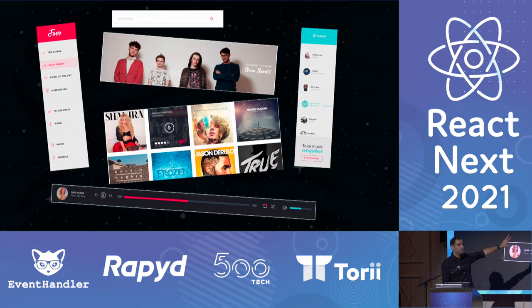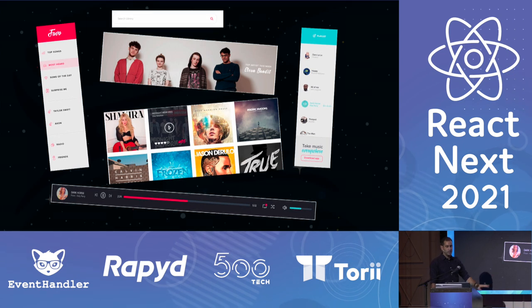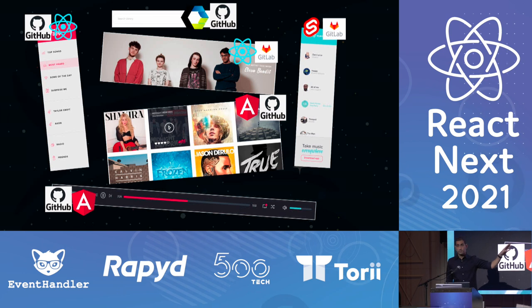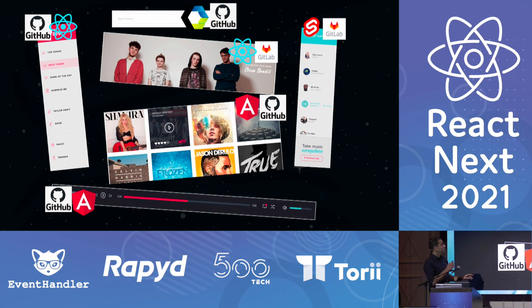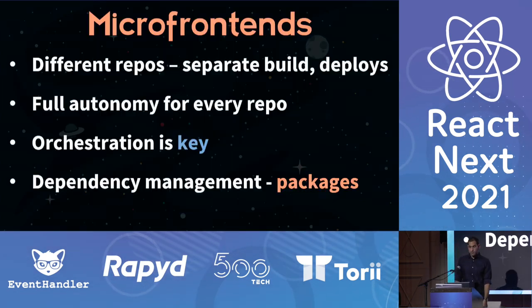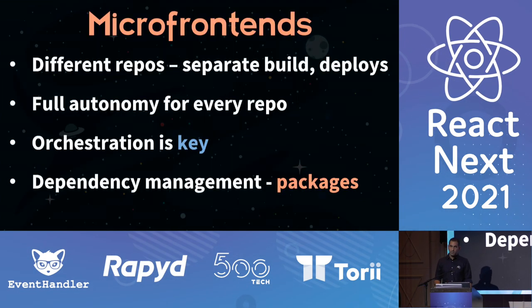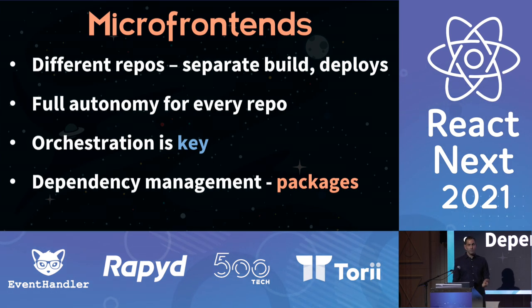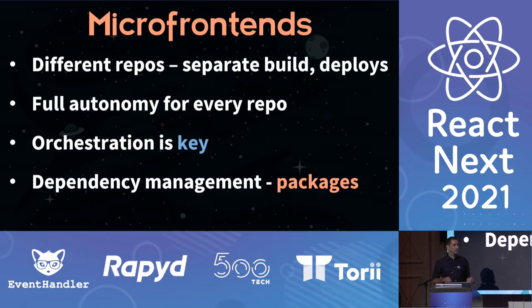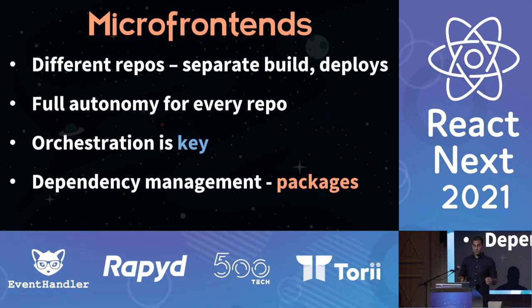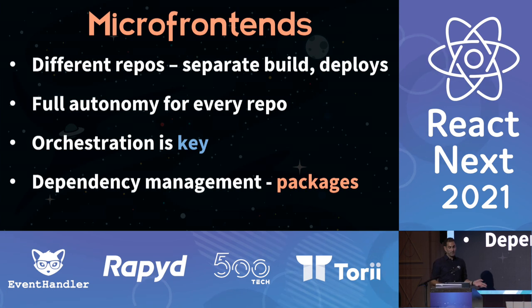We can just break it into parts, have different teams working on each part. Every team can work in their own repo, in their own technology, and we can just later assemble them and put them in the same window. So we have separate builds and deploys, which is pretty good because we achieve full autonomy. But now we really, really have to orchestrate. That's the problem. We have to make sure that we know what to load when, and that we load the correct versions of everything, and we have to control the dependency management.